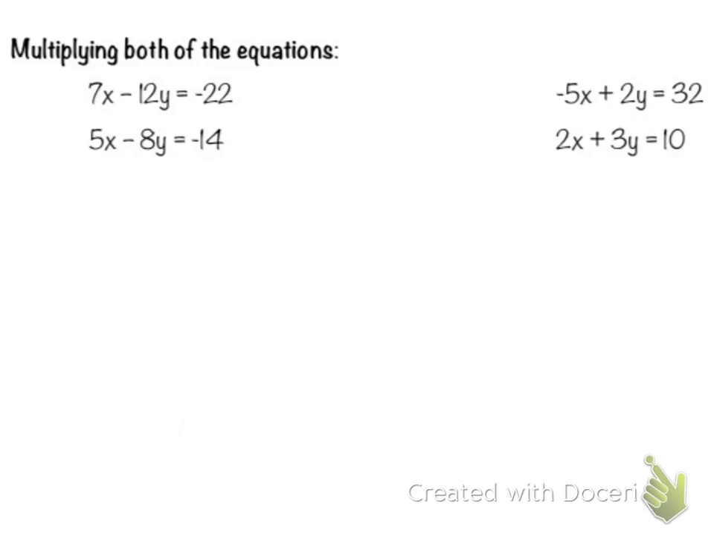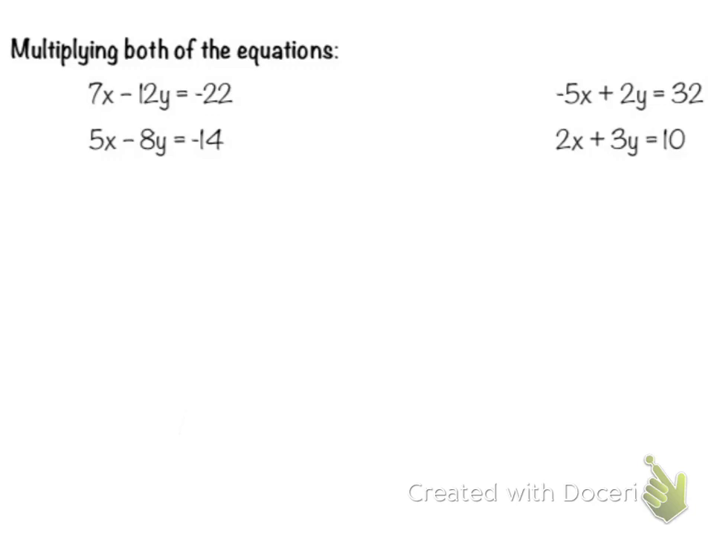Well, can we make 7 into 5? Can we make 5 into 7? Can we make 12 into 8? No, not without fractions. Can we make 8 into 12? No. So we can't just multiply one of the equations. So we have to figure out what's our least common multiple. What ones can we multiply by?